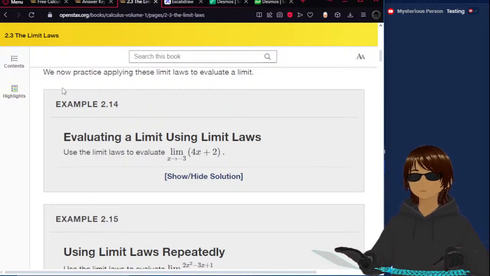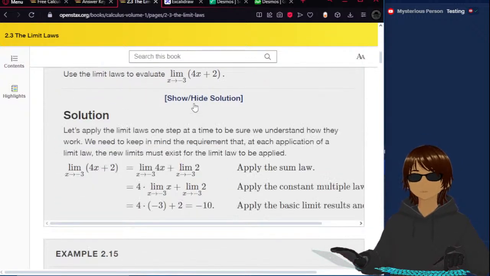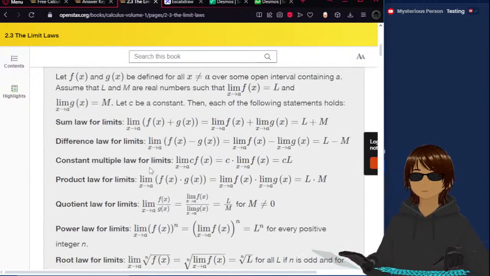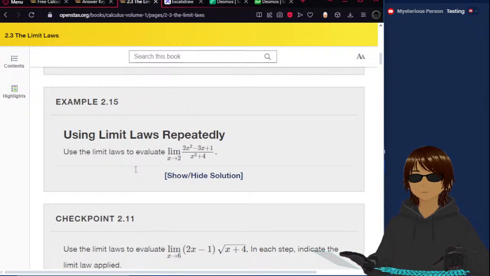We now practice applying these limit laws to evaluate a limit. Evaluating a limit using limit laws. Use the limit laws to evaluate this. I think we should just plug in minus 3 over here. So 4 times 3 is 12, which should be minus 10. Yep. For the next one, we can just plug in 2, I think. 2x squared.